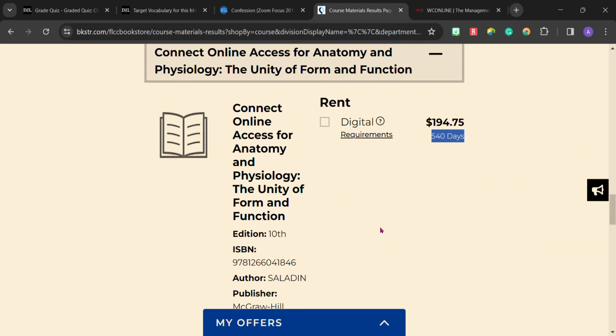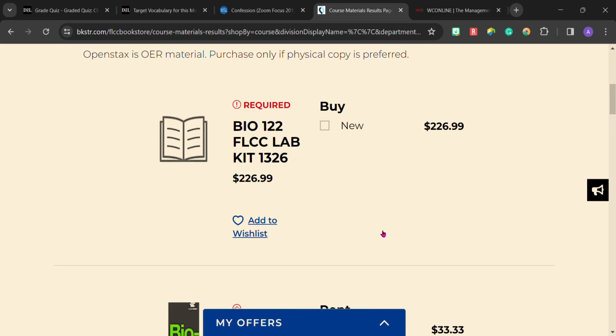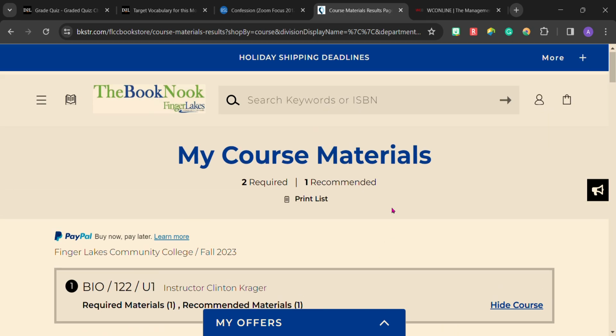classes. Remember that the bookstore's listings here are about selling these materials, right? It's not about letting you know what you need, kind of is, but it's about letting you know what the bookstore can sell you for your class. And again, you may have instructors that do not require any purchasable materials, and to know what materials they do require, those would never be listed here at the bookstore. They would only be listed in that instructor's course outline.